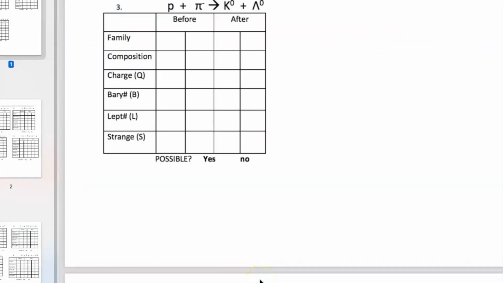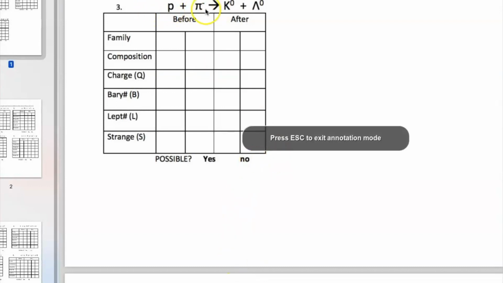Okay, so let's go ahead and try this third example problem. I'm hoping that my computer won't be lagging quite so much. So here we have a proton and a pion minus, decaying to become a kaon and a lambda particle.